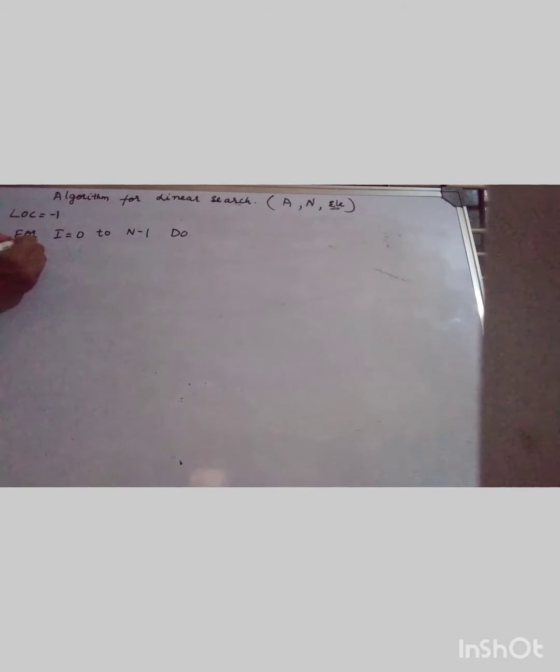Third step, if A of I, means we are taking each element in the array and matching with the search element. If the element is found in the list, then location is equal to I. Means whichever location I am getting where the element is present, that location we have to write. That's all for this. Then go to step 4.